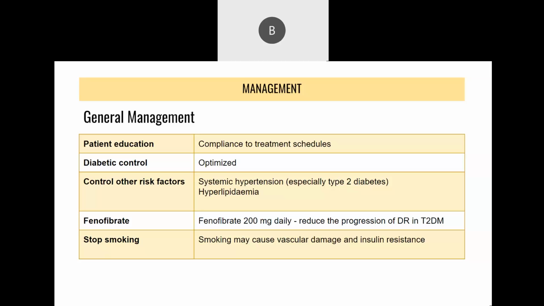And then other risk factors should be controlled, particularly systemic hypertension, especially in type 2 diabetes, and also those with hyperlipidemia. I'm not sure about this, but consider prescribing fenofibrate, which is a lipid lowering drug, because it has been shown that it can reduce the progression of diabetic retinopathy in type 2 diabetes. And if the patient is a smoker, advise the patient to stop smoking, because smoking may cause vascular damage and also may make the patient more resistant to insulin.